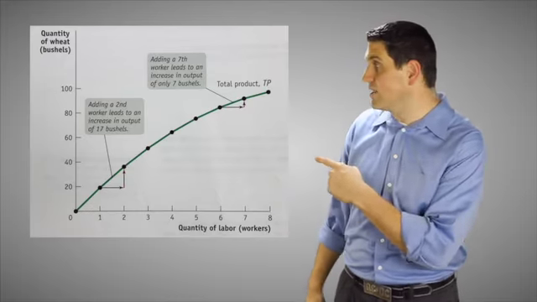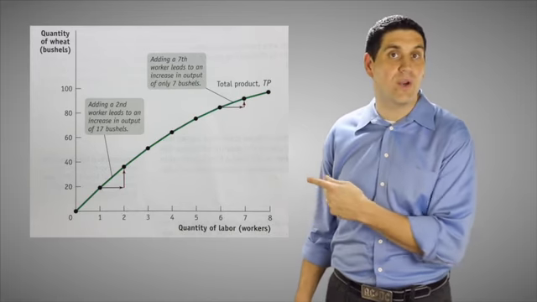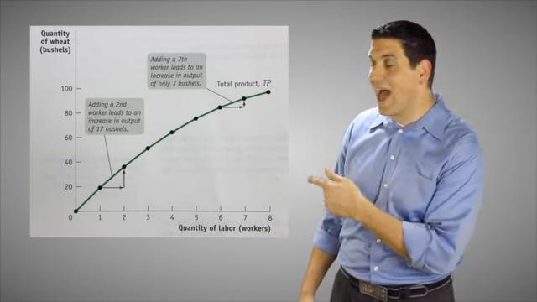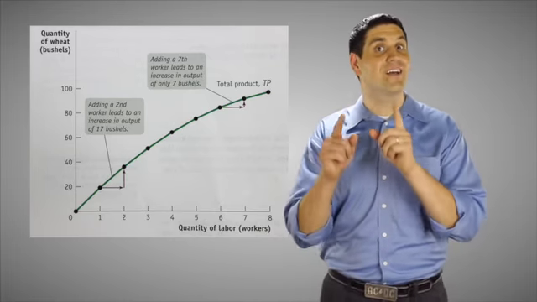The graph that goes along with this is called the total product curve. Notice it increases, but it doesn't increase at a constant rate. It increases at a decreasing rate. That's because the marginal product is falling because of the law of diminishing marginal returns. Now, if you're confused, don't be. If you read the module, it'll make a lot of sense.